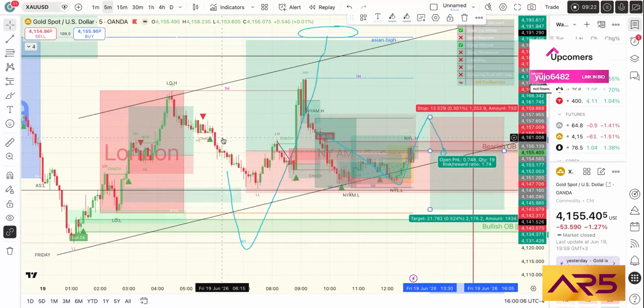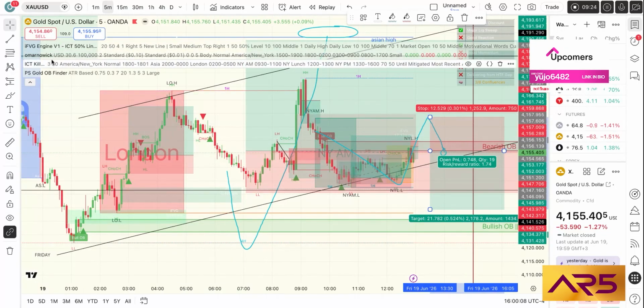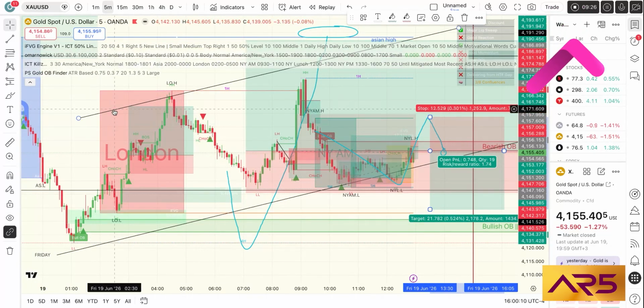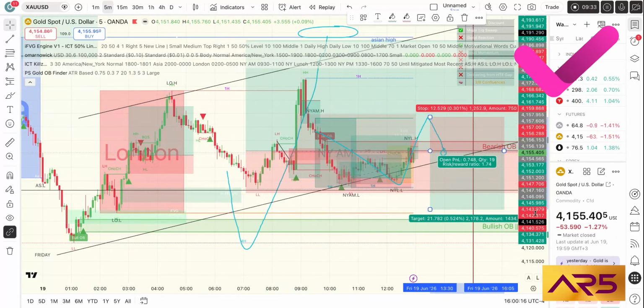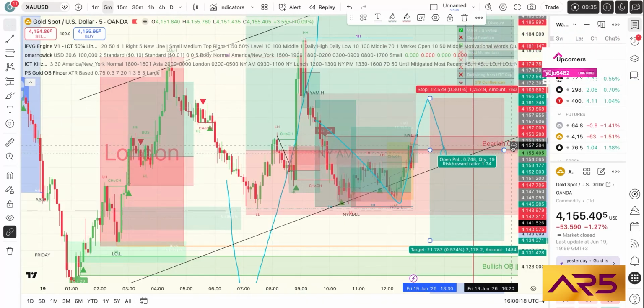Okay, so we've covered the markings. We've covered IFVGs and fair value gaps. We've covered kill zones. We've covered order block finders. That's pretty much what I use for now.